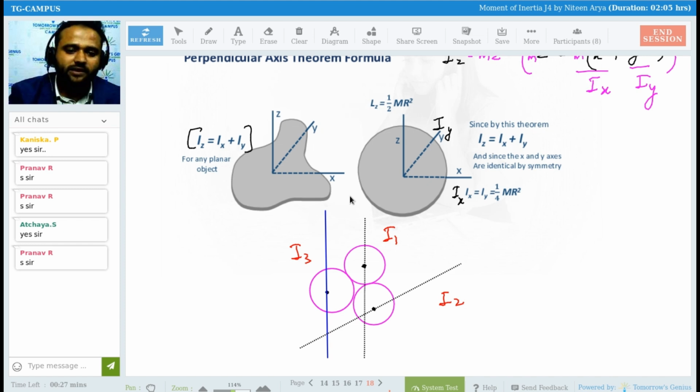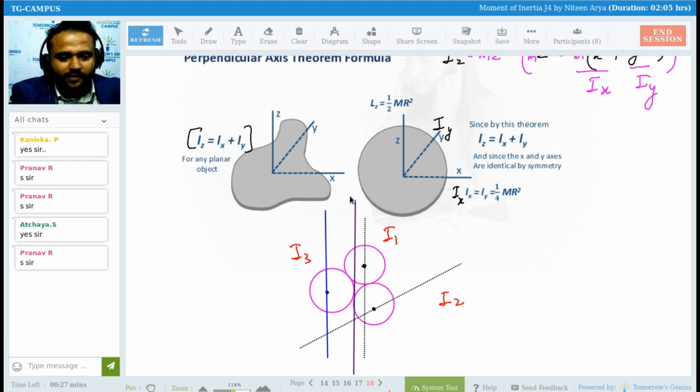Clear? So there are 2 ways. Either you can use the parallel axis theorem because it is parallel, but it is not parallel, so you can use the perpendicular axis theorem. Ix, Iy, Iz. Obviously, it will not look exactly like this, and maybe the whole body is going to rotate along this middle axis also. So all together, we are going to use these two theorems, whichever theorem is going to help us out. Clear?